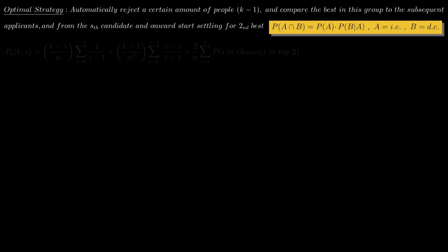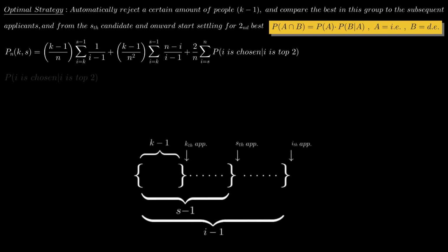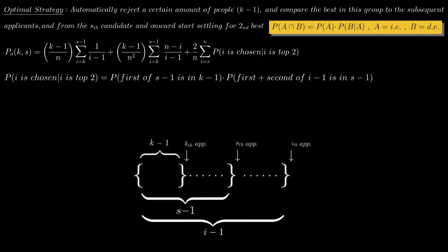Now we're at the trickiest part of the formula, my friends. So pay good attention here. Let's look at this diagram here. The probability that I is selected, given that I is top 2, is this basically. The probability that the first of S minus 1 is in K minus 1, times the probability that the first and the second of this section here, the I minus 1 section, is in S minus 1. So where the heck did this come from, you ask? Since we started compromising now S minus 1 is the new measuring stick, my friends. The new k minus 1, if you will.